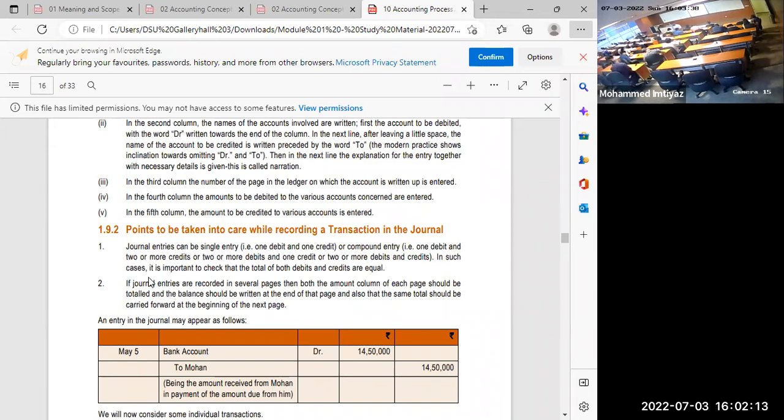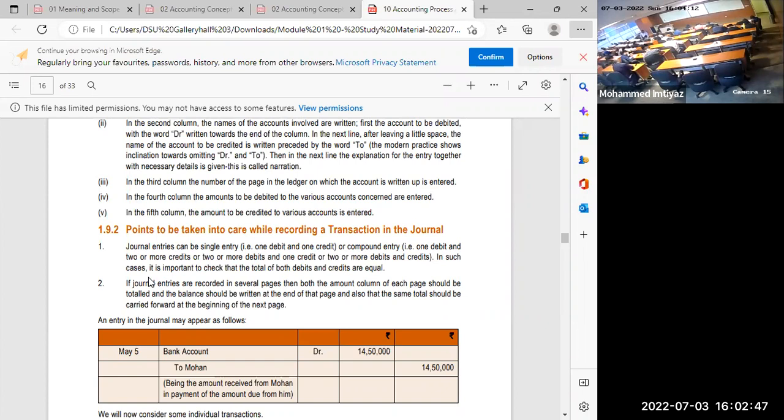What's the entry? Bank account debit to cash account. Very good. Bank account debit to cash account. If a company opens a bank account by depositing rupees 1 lakh, this is the entry. Bank account debit to cash account 1 lakh. Being bank account opened by depositing 1 lakh rupees.